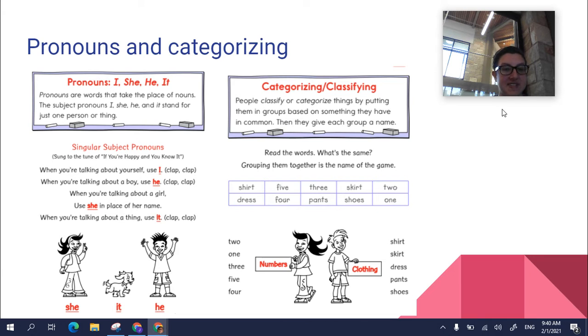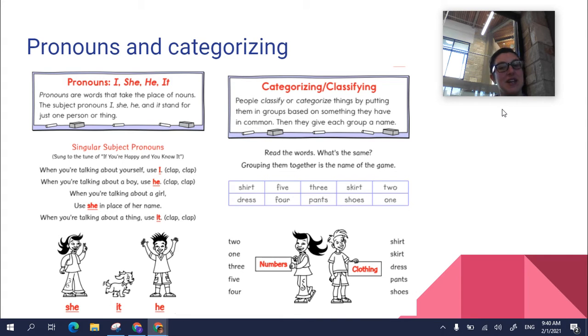So, for example, this is sung to the tune of If You're Happy and You Know It. When you're talking about yourself, use I. When you're talking about a boy, use he. When you're talking about a girl, use she in place of her name. When you're talking about a thing, use it.